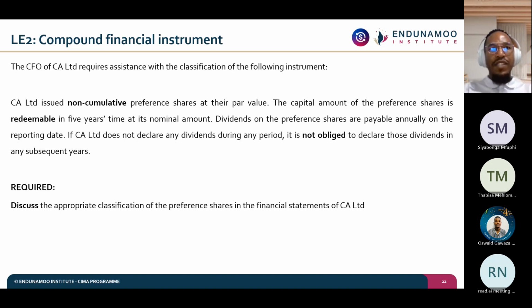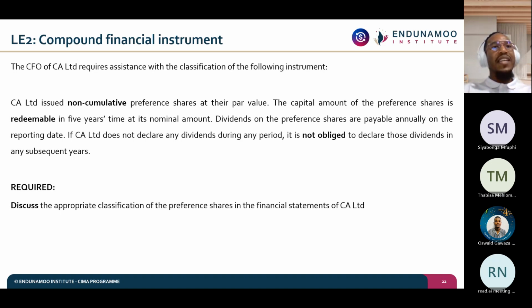The capital amount of the preference shares is redeemable in 5 years' time at its nominal amount. What this means is that the capital amount can be redeemed in exchange for cash at its nominal amount. Dividends on these preference shares are payable annually on the reporting date. If CA Limited does not declare any dividends during any period, it isn't obliged to declare those dividends in any subsequent year.